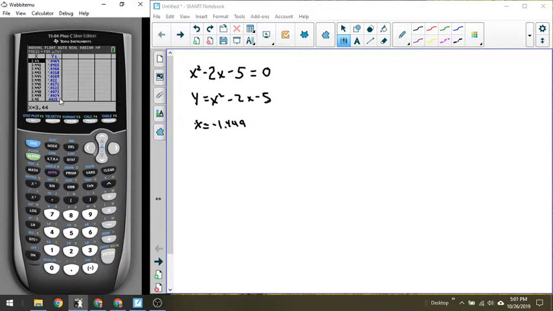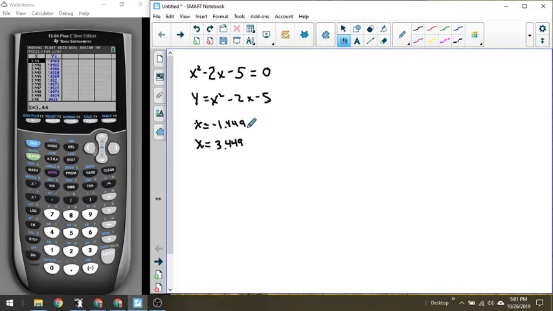What I want you to notice is these are not exact answers by any means. The calculator has ways of being much more accurate than what this method is. I'm not really sure why the book has decided that you need to do it this way, but I'm going to show you because there's a lot of calculator stuff in here that you guys don't like a lot. 3.449.